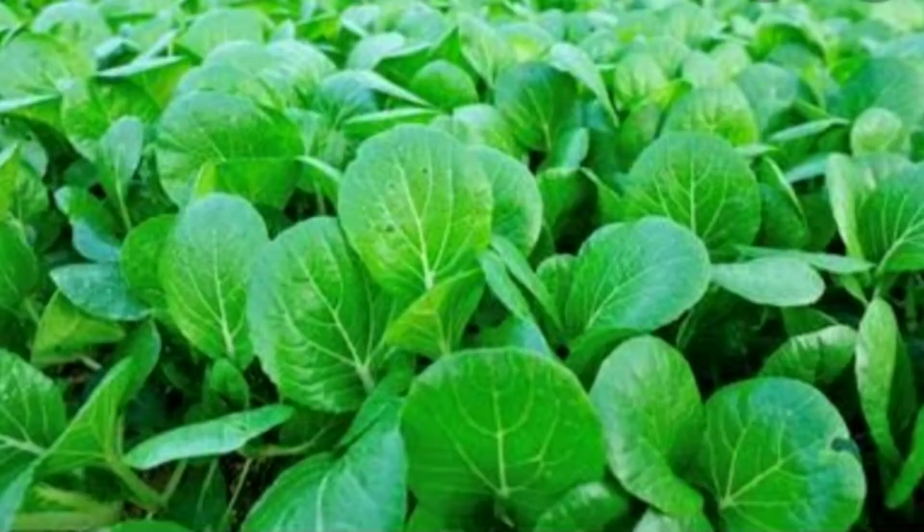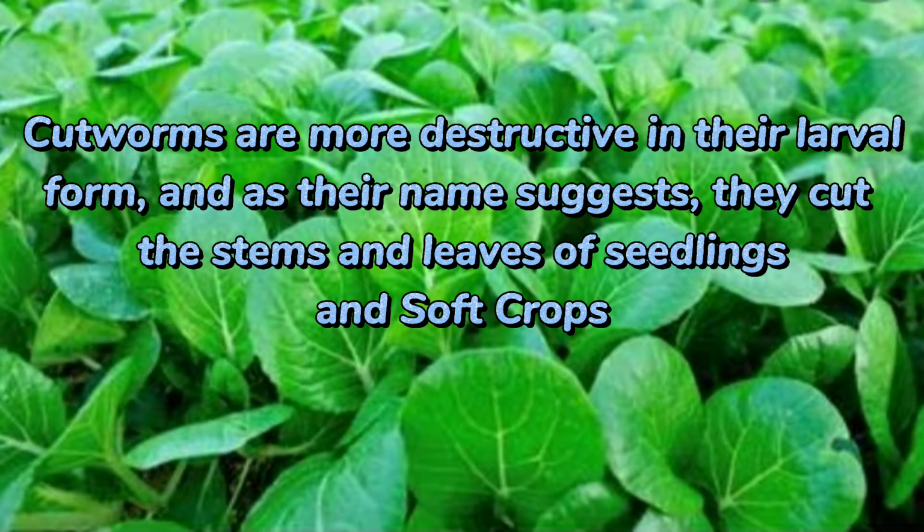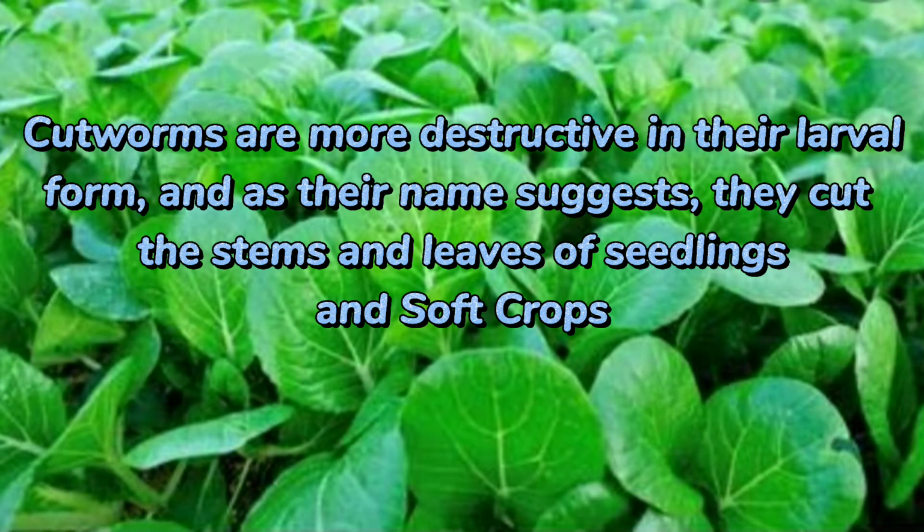Cutworms. Cutworms are more destructive in their larval form, and as their name suggests, they cut the stems and leaves of seedlings and soap crops.